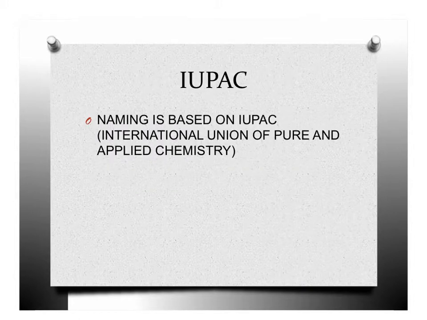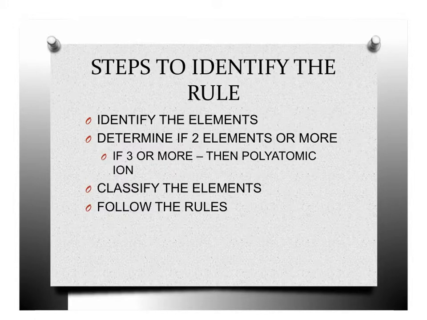Now, the naming of compound is based off of IUPAC, which is the International Union of Pure and Applied Chemistry. So there are 5 rules we're going to learn, and we need to identify which rule to use. First of all, we need to identify the elements, and then we have to determine how many elements there are. If we have 3 or more elements, then we need to use the polyatomic ion table, which is table E. Then we're going to classify the elements. Are they metal, non-metal, transition metal, and so forth. And then that way we know which rule to follow.